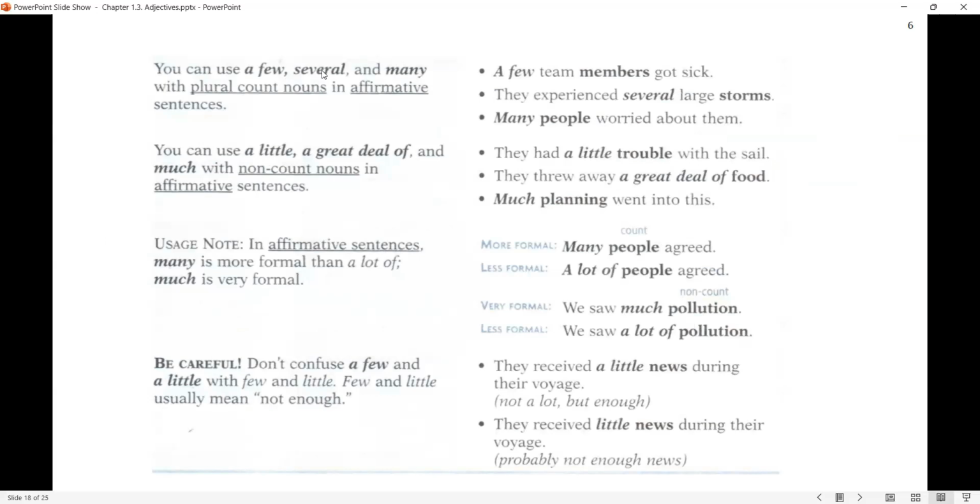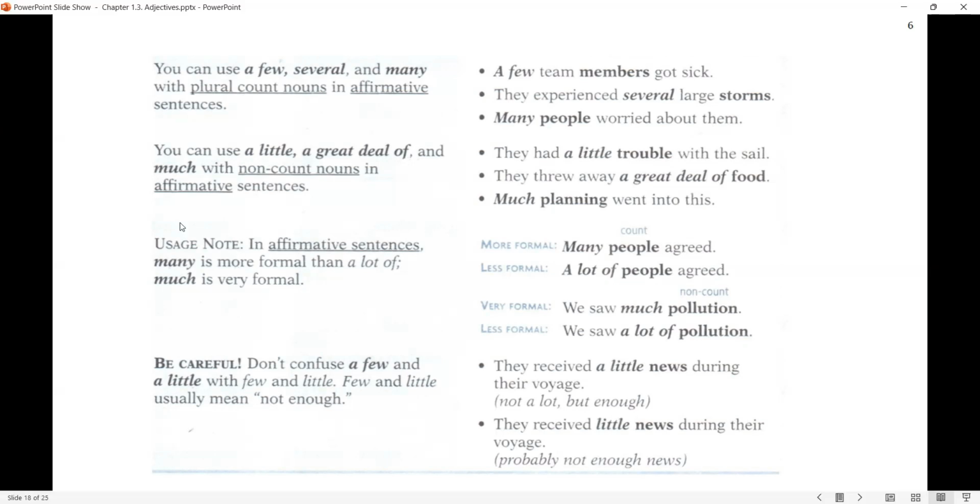You can use a few, several, and many with plural count nouns in affirmative sentences. Example, a few team members got sick. They experienced several large storms. Many people worried about them. And you can use a little, a great deal of, and much with non-count nouns in affirmative sentences. What is an affirmative sentence? Positive sentence. They had a little trouble with the sale. They threw away a great deal of food. Much planning went into this.